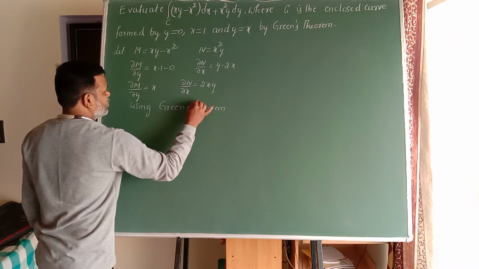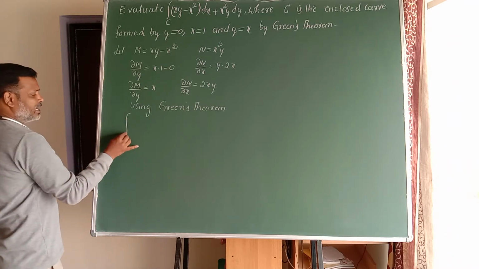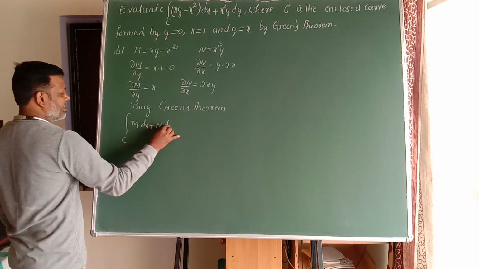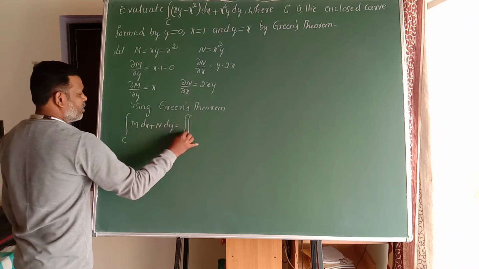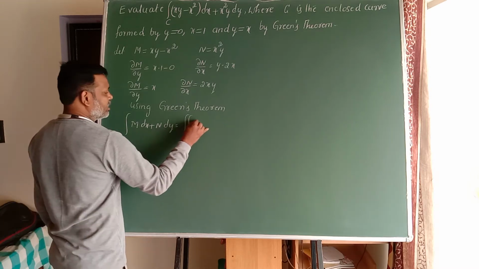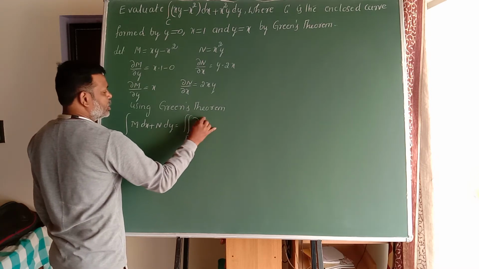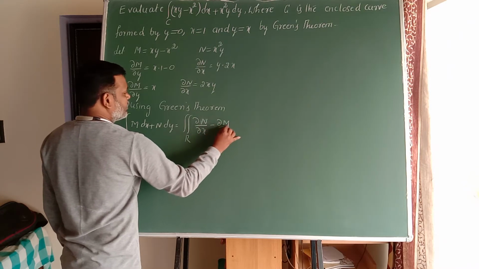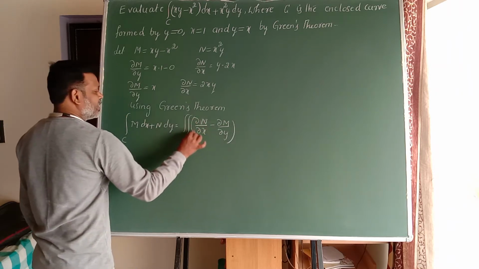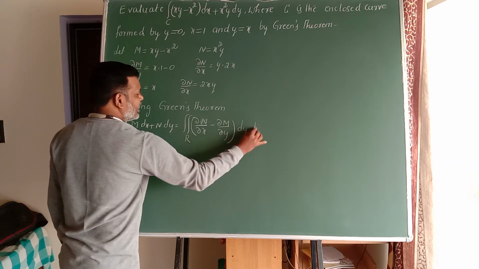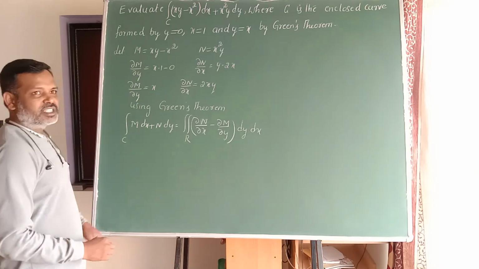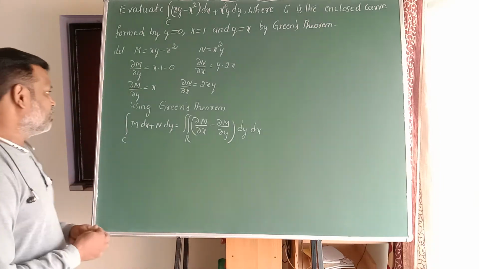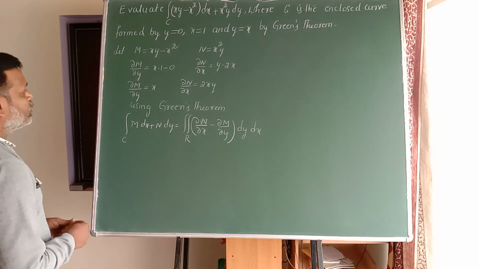Have a look at this. What Green's theorem says is that a line integral over C of M dx plus N dy is equal to a double integral over the region of (dou N divided by dou x minus dou M divided by dou y) dx dy. Instead of dx dy, I can write dy dx. Why? Because we are integrating first with respect to y, thereafter with respect to x.